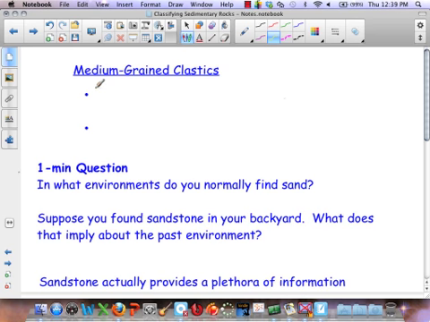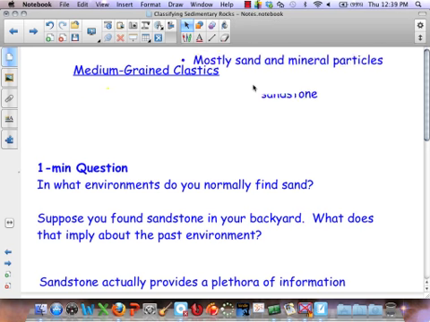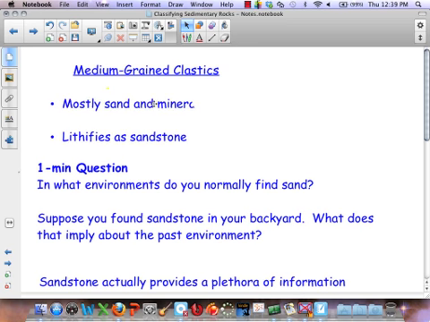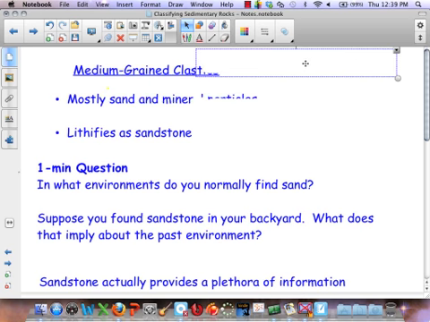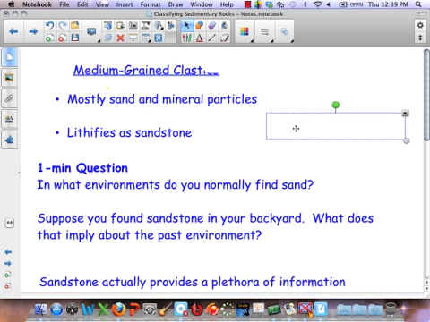When we look at medium grained, oh, what's going on here? Oh, that's interesting. There we go. All right, so medium grain is mostly sand and mineral particles, and typically we get sandstone out of this.